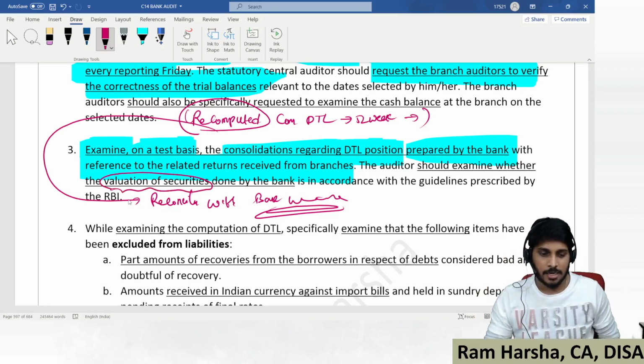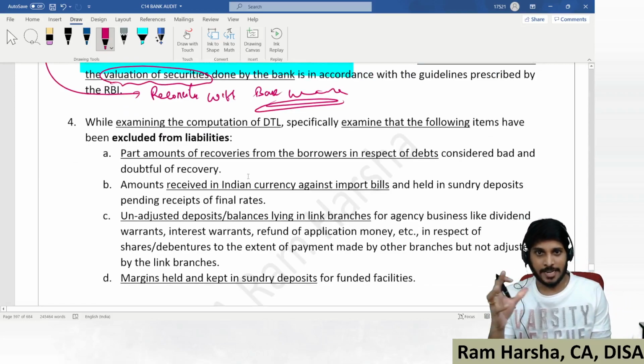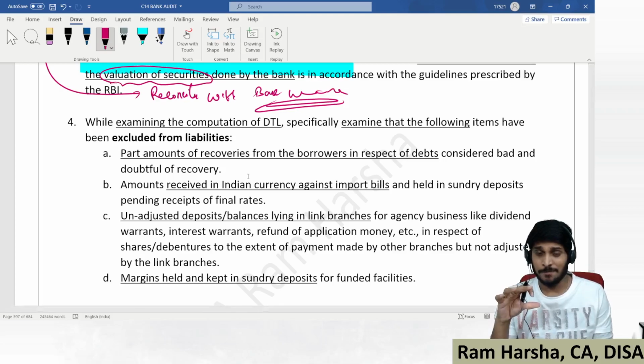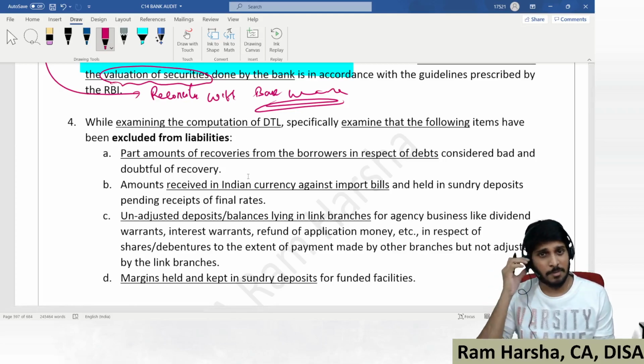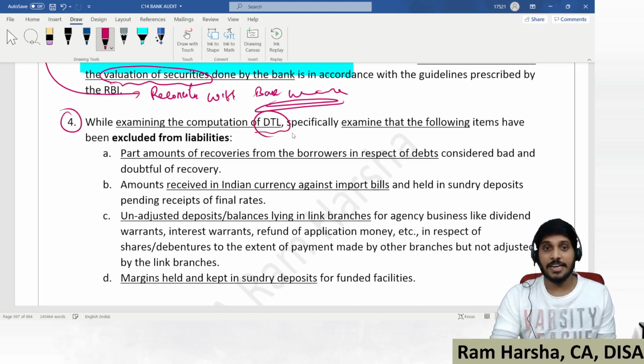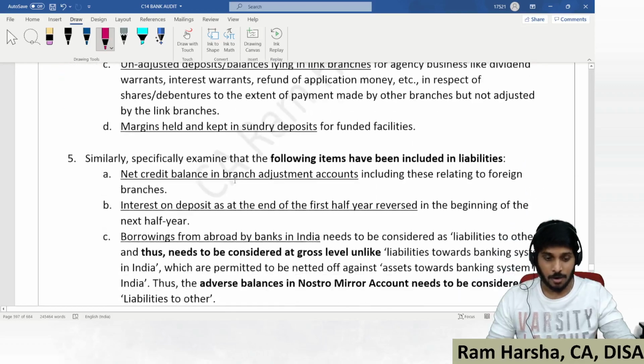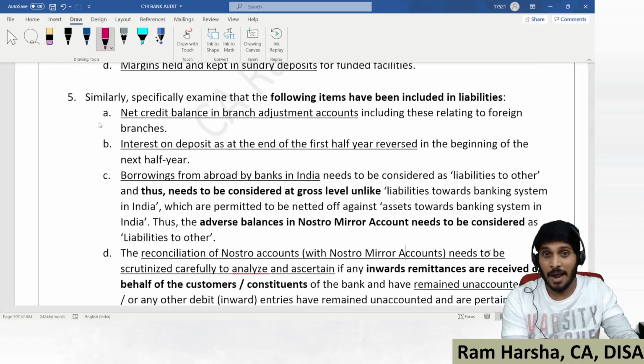That's it. So the auditor has to check DTL for 52 dates, and he has to check SLR CRR requirements for 12 odd dates. Now, what is included within the detailed definition? What is excluded within the detailed definition? What is excluded? Demand and time liabilities.